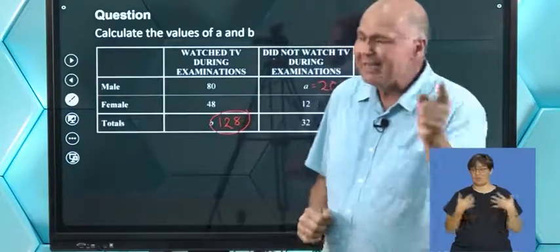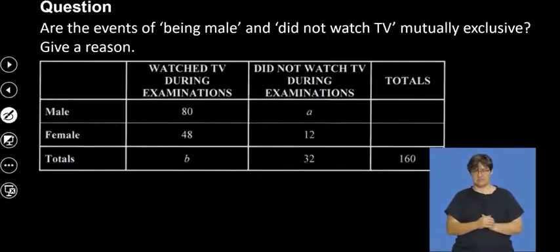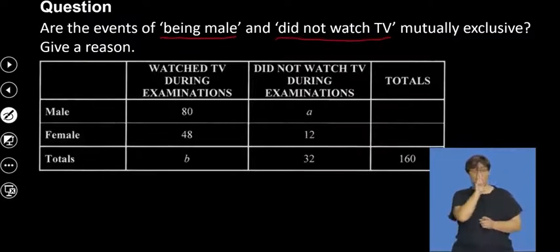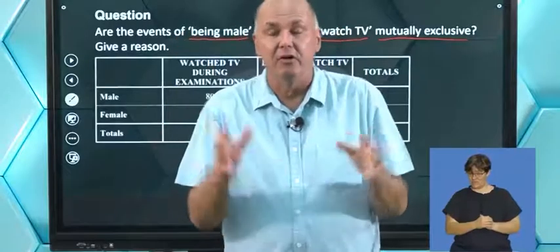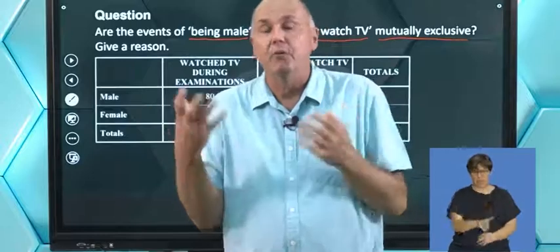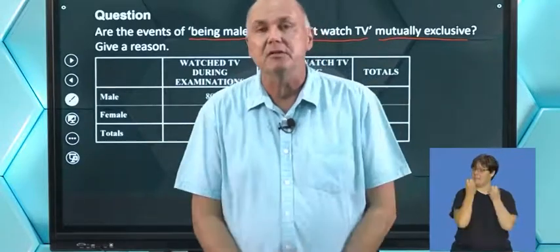Very good. Let's now move on to the probability questions, which are quite interesting. It says, are the events being male and did not watch TV mutually exclusive? Now, before we go and dive in and look at the data and try and work out what's happening here, there are many ways to answer this problem.